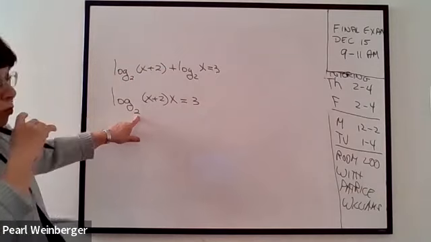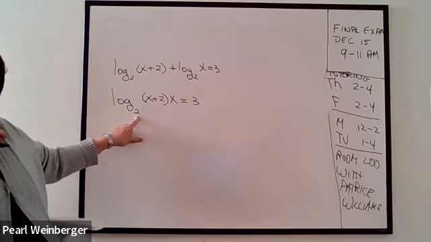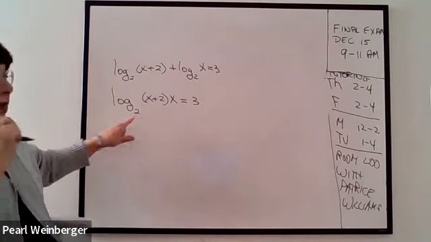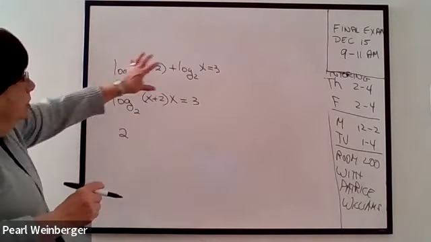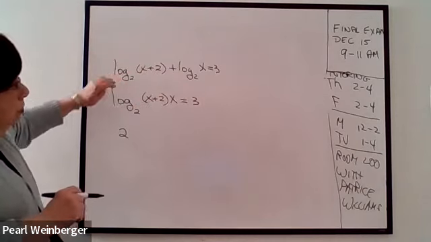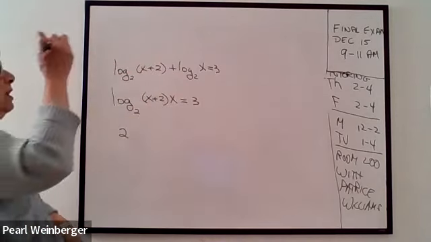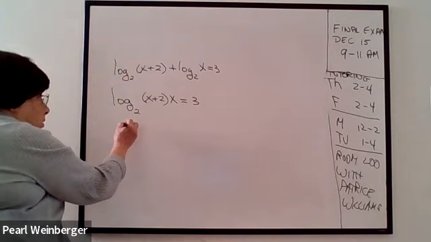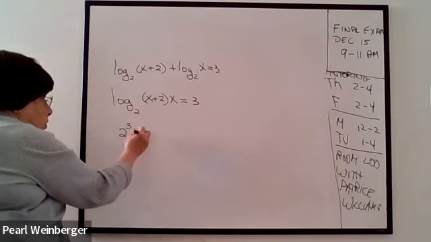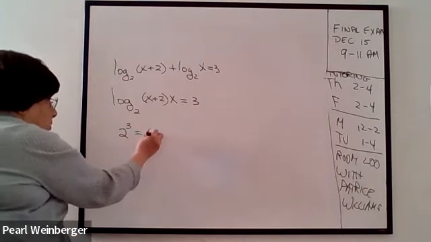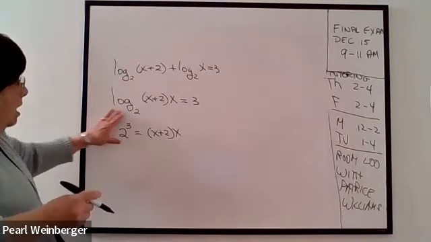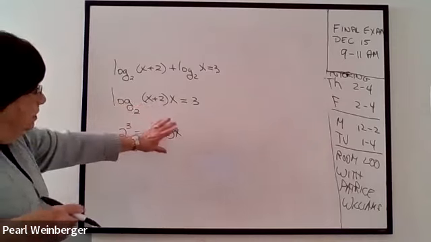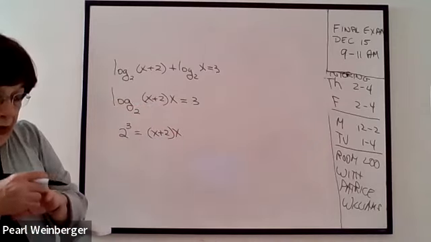And then you can go from the logarithmic form to the exponential form. Remembering the number that's the subscript, in this case the 2, is the base. So we're going to have a base 2. The number on the other side of the equal sign, what the log is equal to, is the exponent. The exponent is 3. So this is 2 to the 3 is x plus 2 times x. And now it's just a matter of solving this equation.